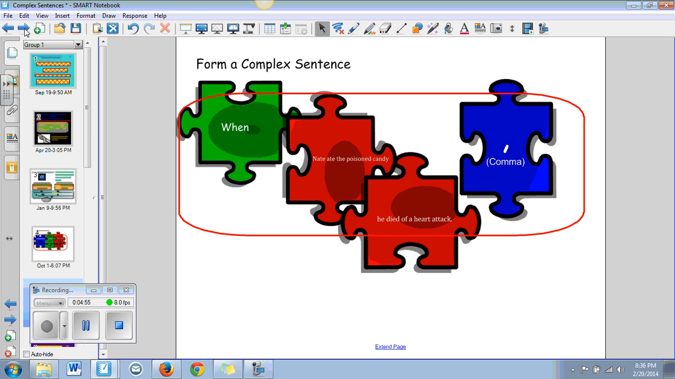So to form a complex sentence, here I have the subordinating conjunction of when. I have Nate ate the poison candy. He died of a heart attack. And then I have that comma.